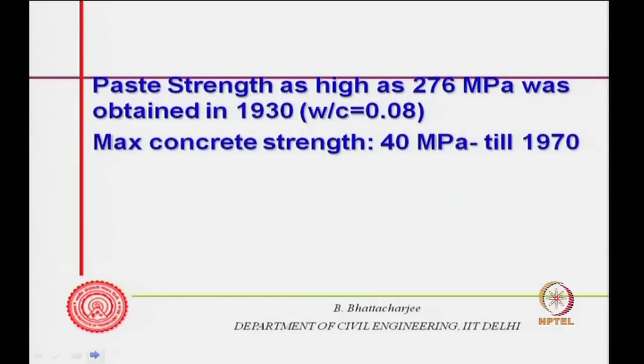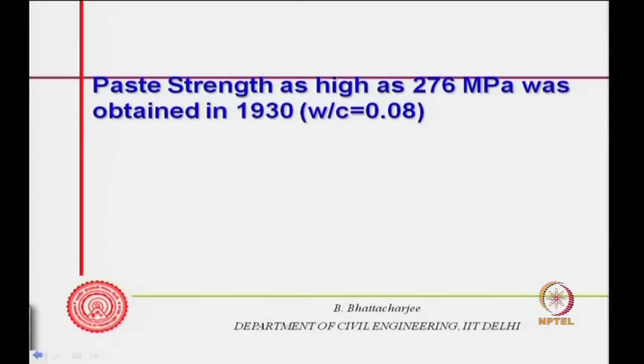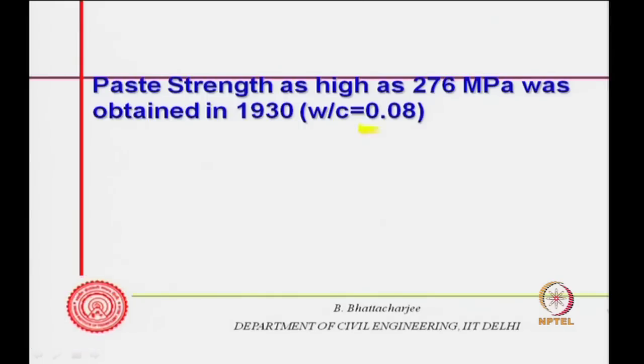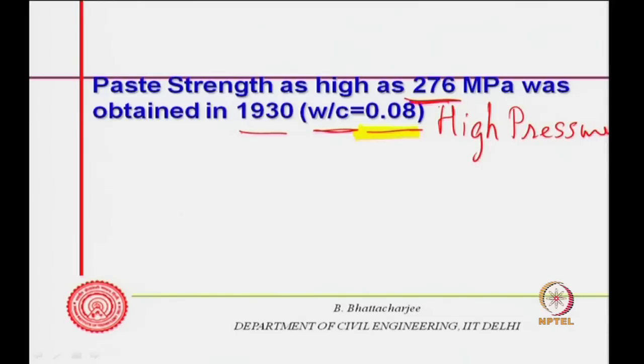A strength as high as 276 MPa was obtained in 1930. D. A. Abrams, in fact, could obtain a strength as high as 276 MPa in 1930. He used a water cement ratio of 0.8. He applied high pressure and could get a strength of 276 MPa.